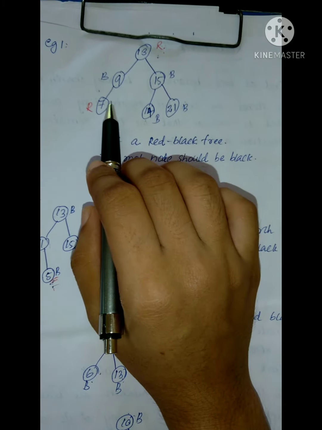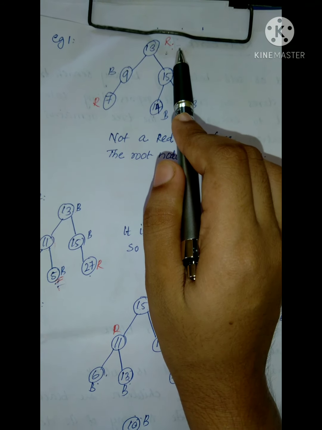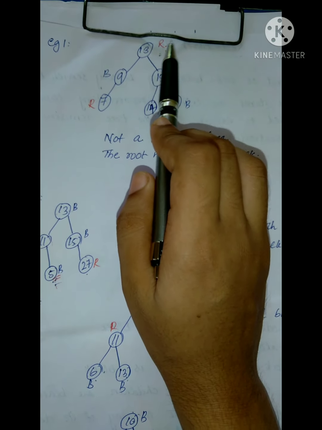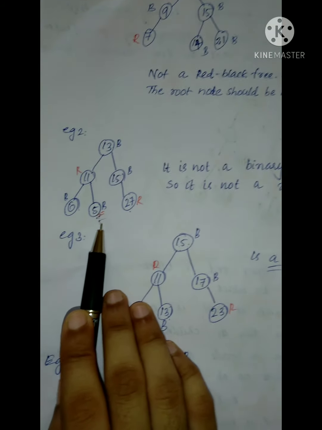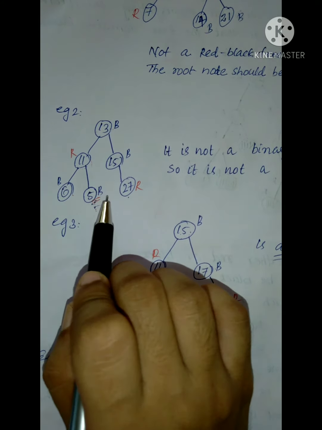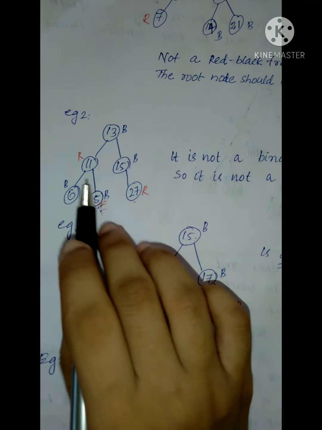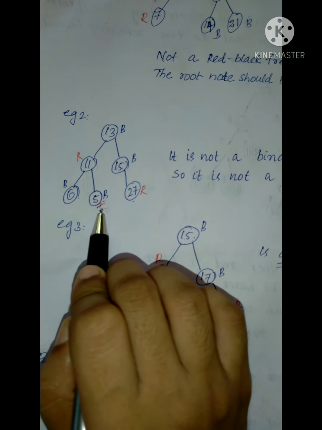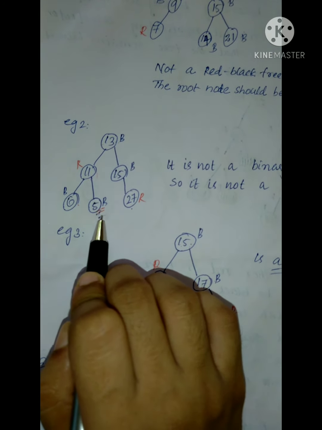According to this example, the root node is red in color, so that is not applicable for a red-black tree. According to the property, the root node should be black, so this is not a red-black tree. In the second example, it is not a binary search tree. We already said that every red-black tree is a binary search tree. Here 5 is less than 11, but 5 has come on the right side of 11, so it violates the property of a binary search tree, so it is not a red-black tree.